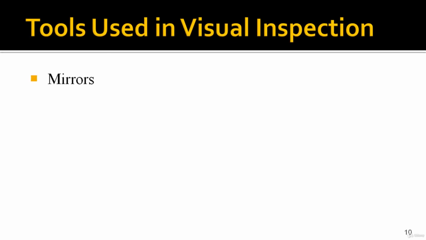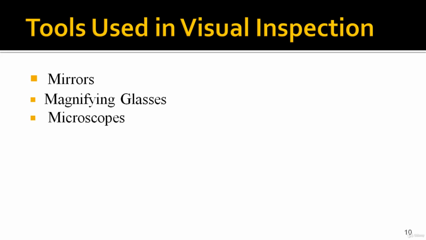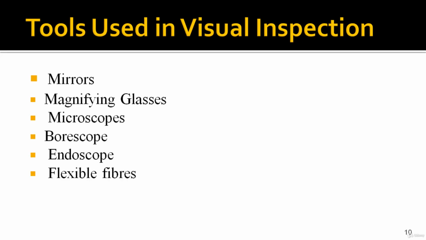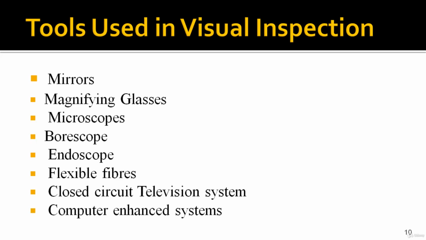Let's talk about it. So the first is mirrors. We use mirrors to magnify the images. We use magnifying glasses. We use microscopes. We use borescopes, endoscopes, flexible fibers, closed circuit television systems, and computer enhanced systems. These are the tools we use. Let's talk about each of them in detail.